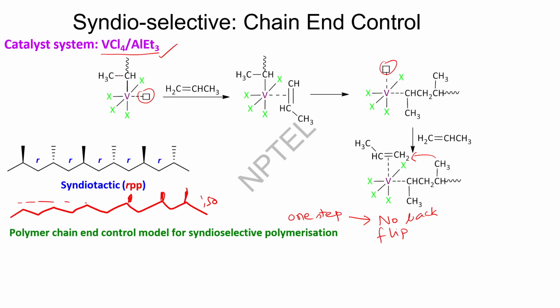For vanadium, the initial activation is the same process. One vacant site is created, then it reacts with the olefinic unit, and you can have this particular interaction, then migratory insertion, and it goes on this way. But for titanium, in this case you are seeing that this is not happening. That's due to the nature of vanadium, where electronic and steric effects are both there. So the back flipping that happens for titanium is not present.